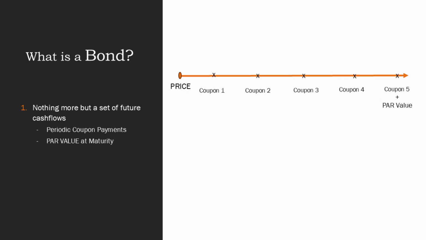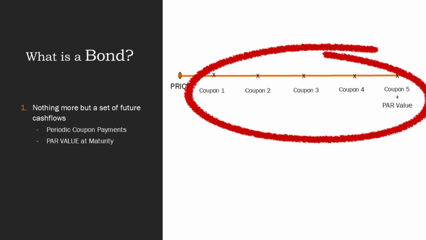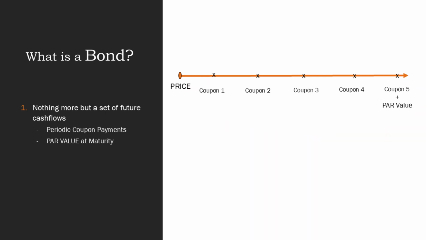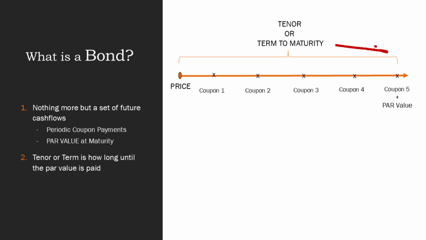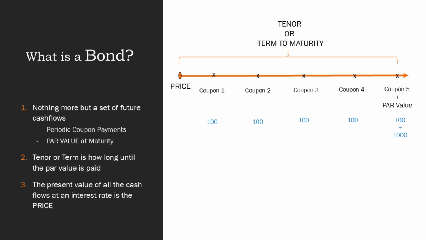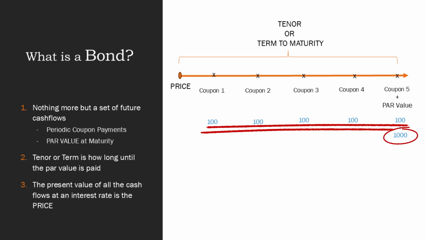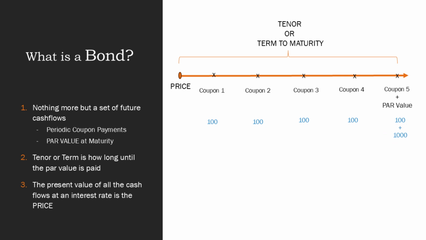Now, what is a bond? Well, a bond can be thought of as nothing more but a set of future cash flows. And here we're going to talk about plain vanilla bonds with periodic coupon payments and a par value at maturity. So here we have these cash flows, the coupons, and here in this example, there's an annual coupon of $100, and then at the end of 5 years, there's going to be the last coupon payment plus the par value of 1,000 being paid out.